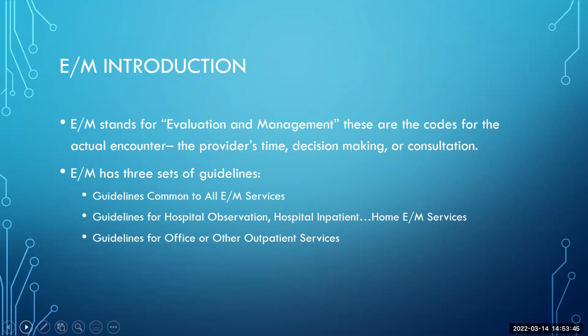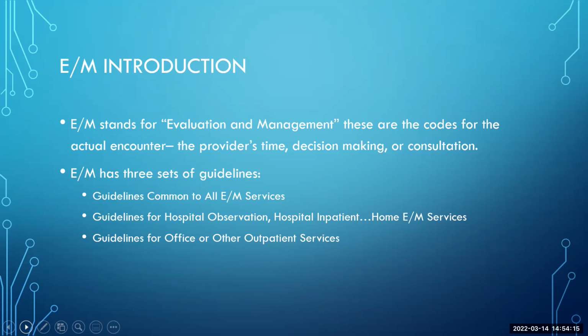E&M has 3 sets of guidelines. Remember in ICD-10, we had all the guidelines at the very beginning, and then we had some excerpts of those guidelines throughout the manual. While in the CPT, each section has its own guidelines. They're not nearly as long as you're used to with the ICD-10, but they are placed at the front of each section.